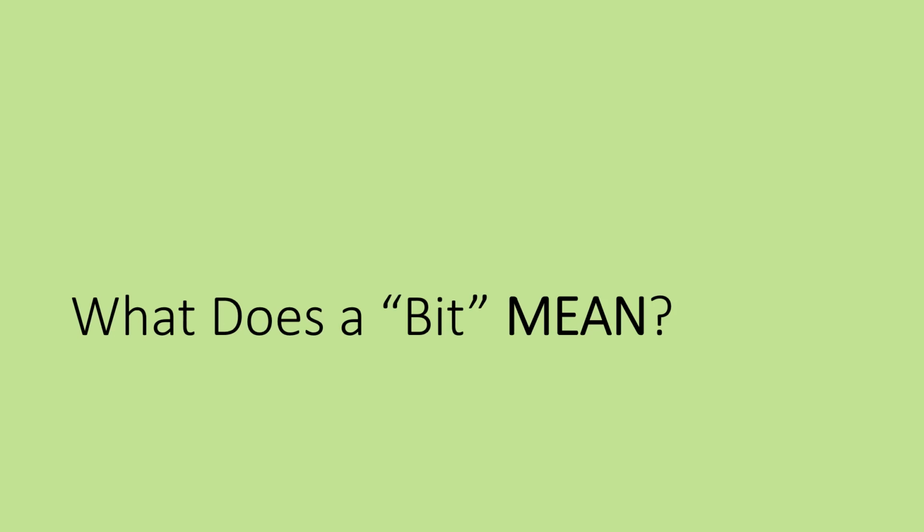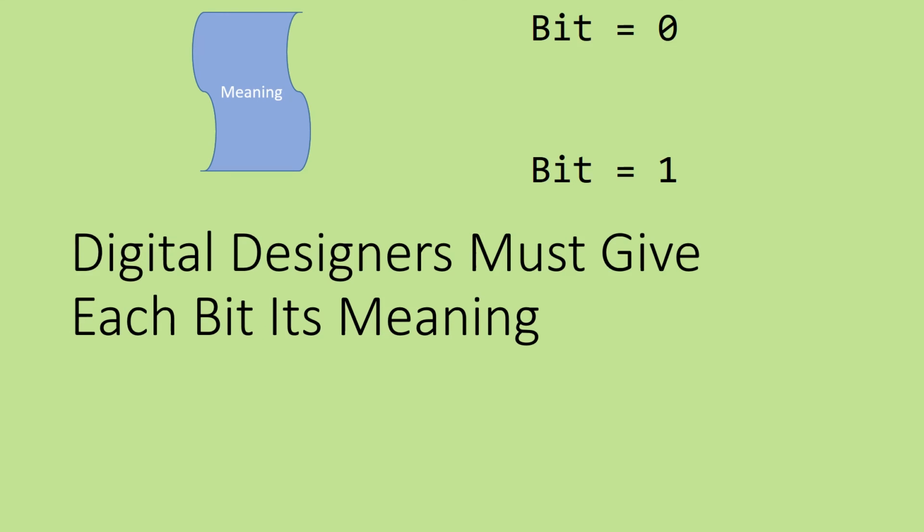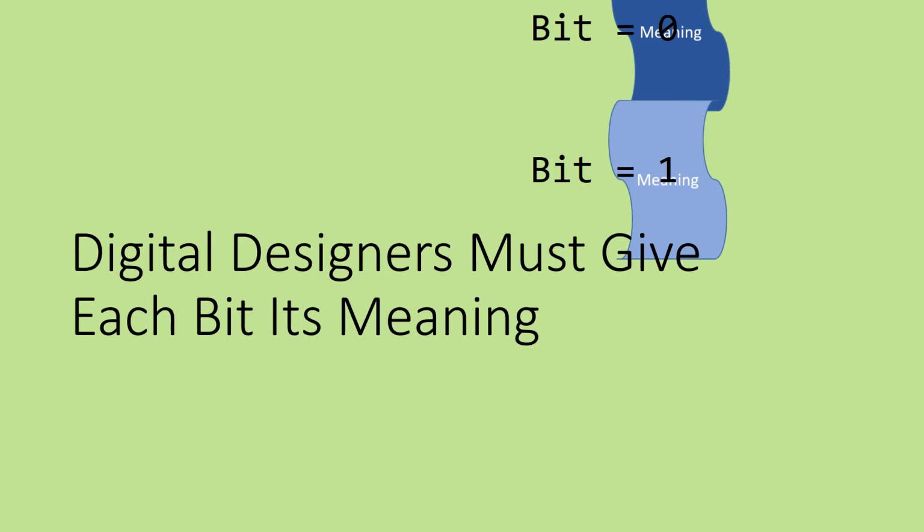Hopefully this has given you a rough idea of the definition of a bit. However, this might leave you asking some philosophical questions like, what does a bit mean? Well, as it turns out, a bit by itself is meaningless, just as a decimal number by itself is meaningless. Someone has to give a bit its meaning. It is the digital designer's responsibility to outline what it means when a particular signal is 1 and what it means when a particular signal is 0.